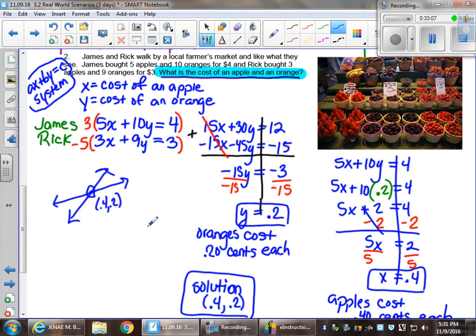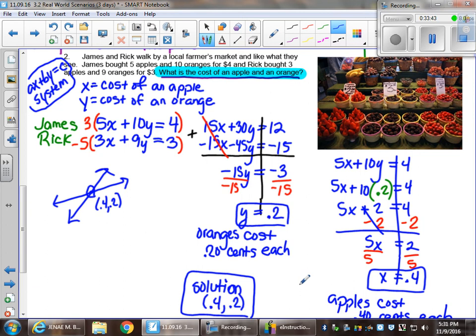A store can't charge one cost for one person and one cost for the other. So the fact that this is where the two lines intersect, it's where what James paid for his groceries, for each of those products, in this case apples and oranges, where what James paid and what Rick paid is the same. And in a store, you would expect that the cost is the same regardless of who buys that item, which is why finding the solution to the system is finding a solution to this real-world question about what both of them paid for the apples and oranges.